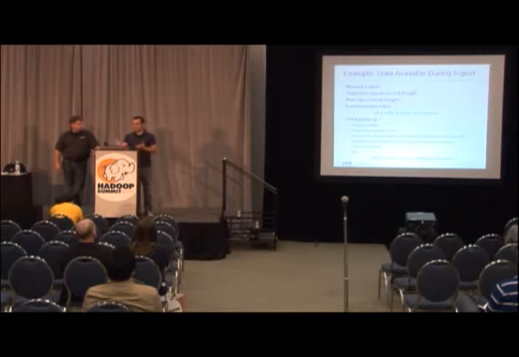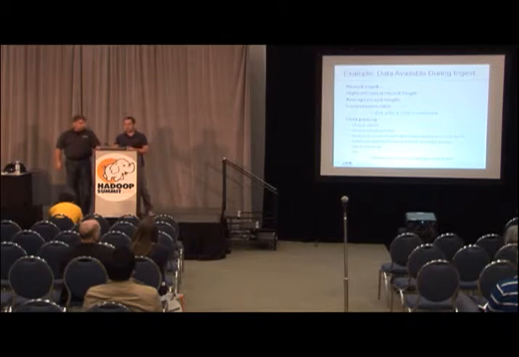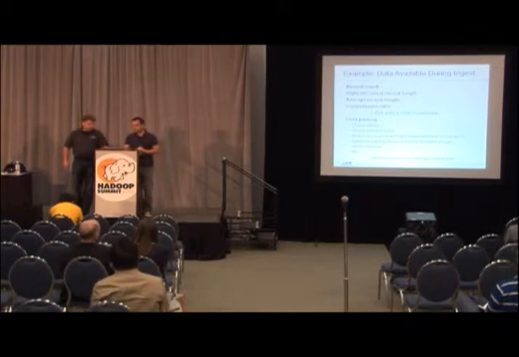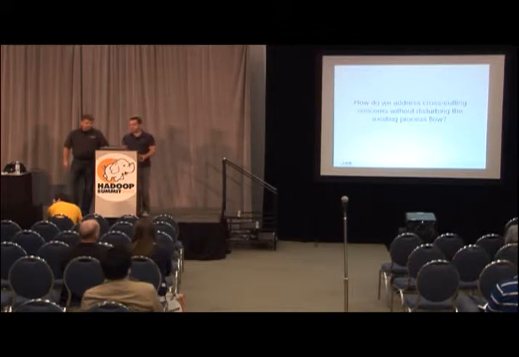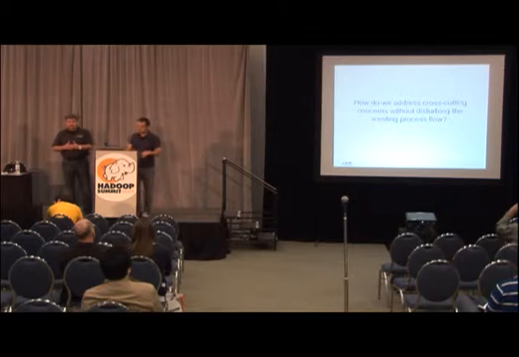Some of this information, like for example, record count on the compressed file, would have been just a simple counter to maintain and store it as a first byte or something like that. And there are many examples of that, and I'll show them to you later on today. So in general, these are cross-cutting concerns. How do we address cross-cutting concerns without disturbing the existing integration flow? That's really what we're going to look at here.